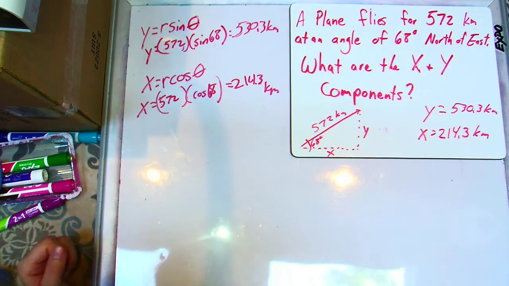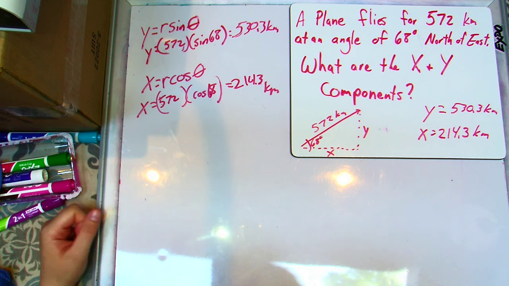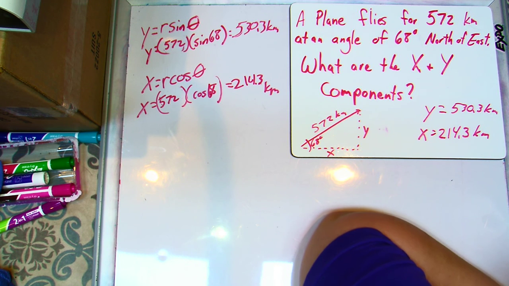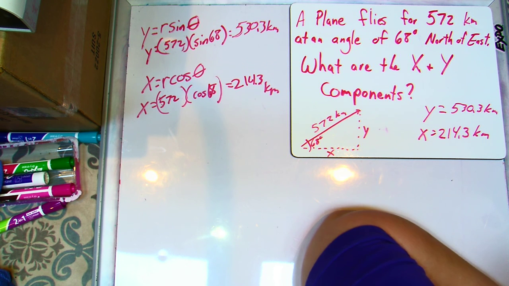Alright, well, I hope this kind of helped you guys out a little bit. If you have additional questions, definitely let me know. But yeah, that's how you find resultant quantities, as well as finding the x and y, so resolving the vector into its x and y components.